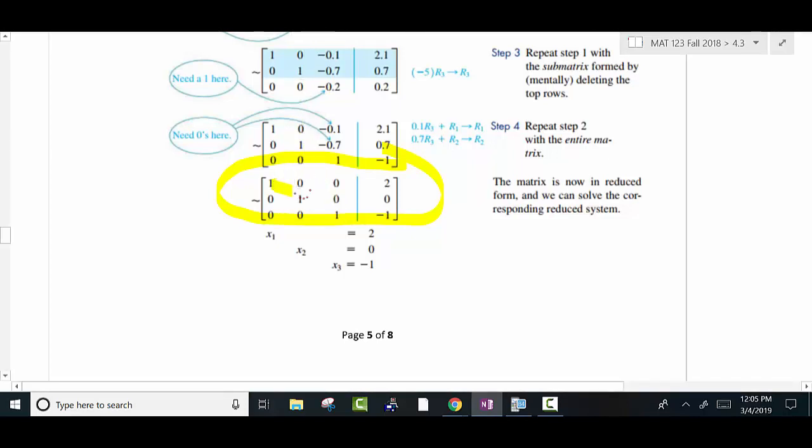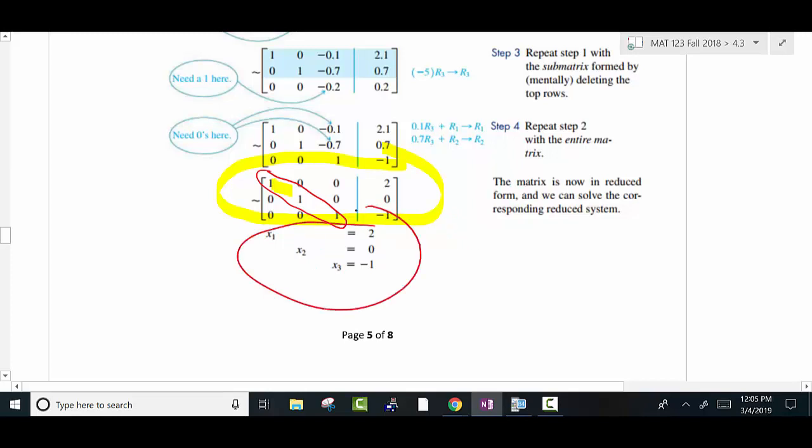When you have reduced row echelon form, you have a diagonal of 1s. So what this really means is the first row means x1 is 2, x2 is 0, x3 is -1. So that means this is the answer to the problem: 2, 0, -1.